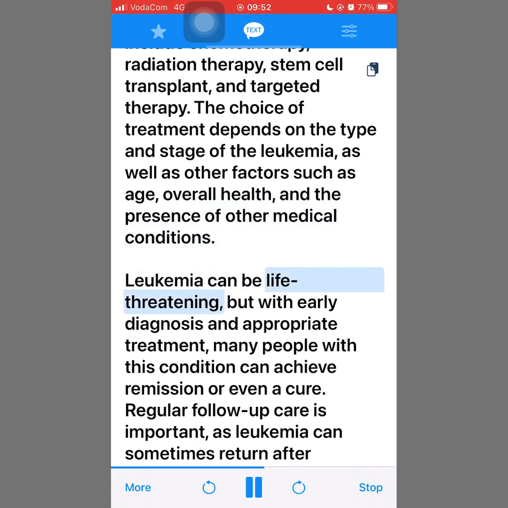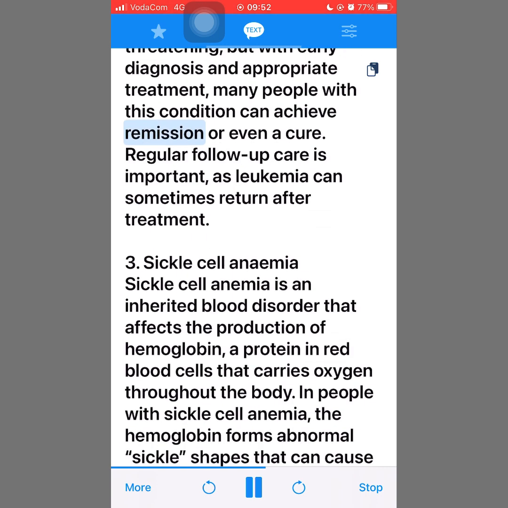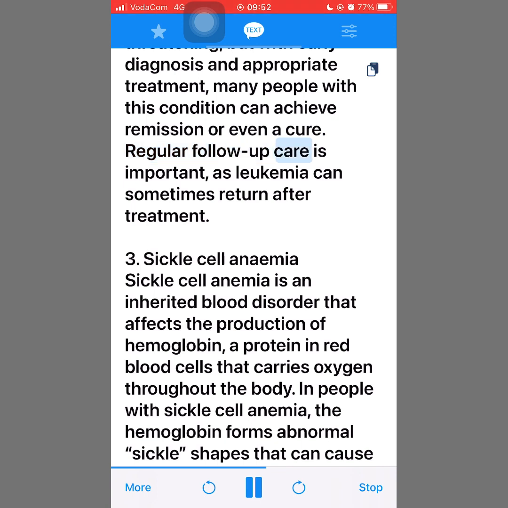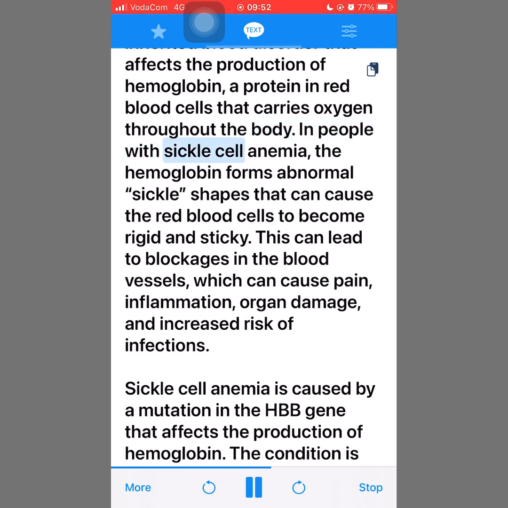Leukemia can be life-threatening, but with early diagnosis and appropriate treatment, many people with this condition can achieve remission or even a cure. Regular follow-up care is important, as leukemia can sometimes return after treatment. 3. Sickle cell anemia. Sickle cell anemia is an inherited blood disorder that affects the production of hemoglobin, a protein in red blood cells that carries oxygen throughout the body. In people with sickle cell anemia, the hemoglobin forms abnormal sickle shapes that can cause the red blood cells to become rigid and sticky. This can lead to blockages in the blood vessels, which can cause pain, inflammation, organ damage, and increased risk of infections.